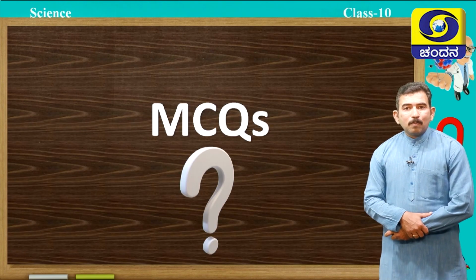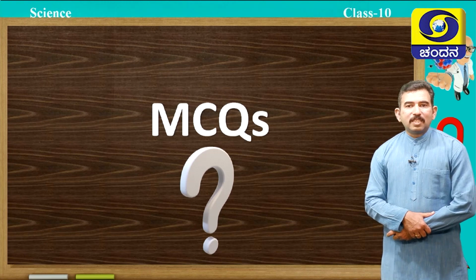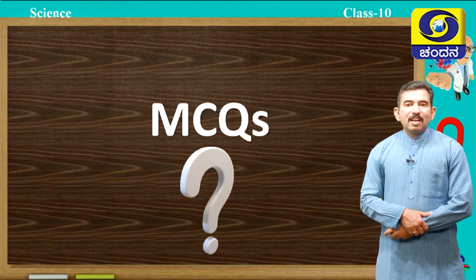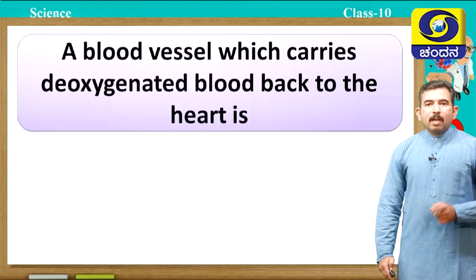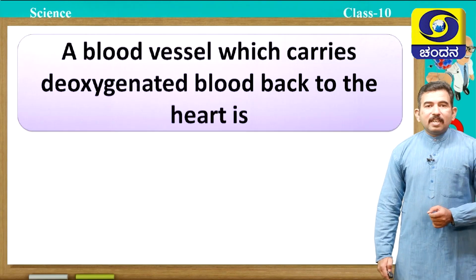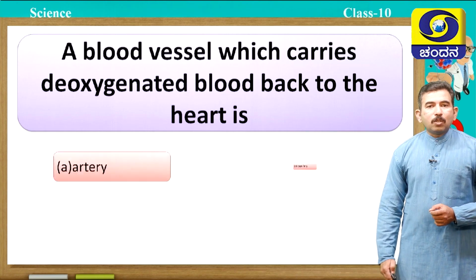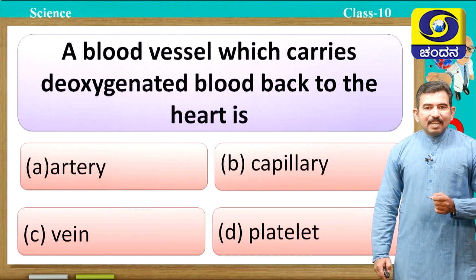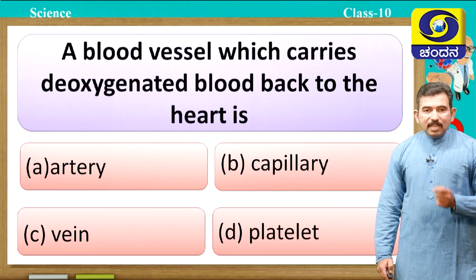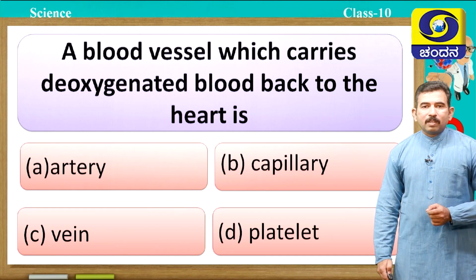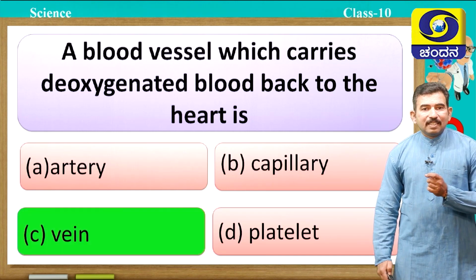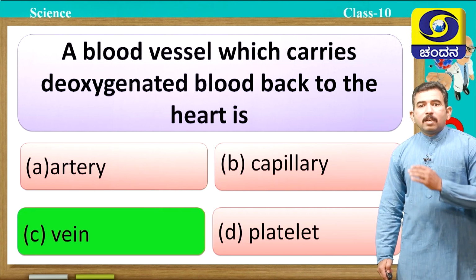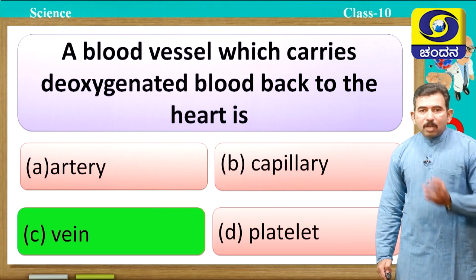Students, till now we discussed the transport system in animals. Are you ready to answer a few multiple choice questions? A blood vessel which carries deoxygenated blood back to the heart is: options are artery, capillary, vein and platelet. Which is the right answer? Yes, you are correct, students. Veins carry deoxygenated blood back to the heart.